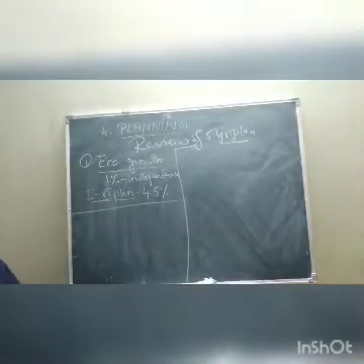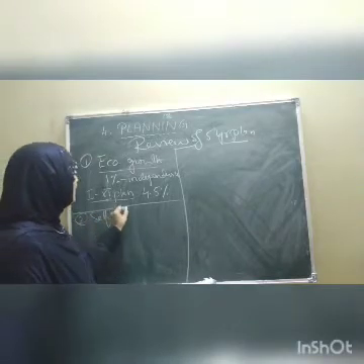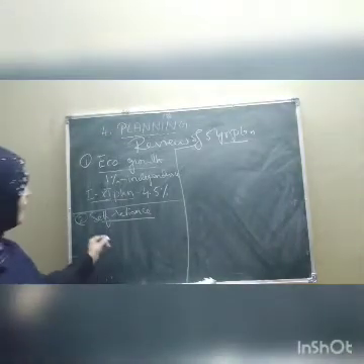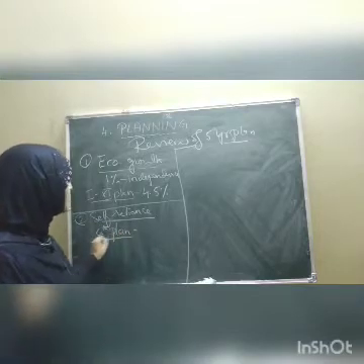Okay, the next objective, children, is self-reliance. We have to discuss now whether we attained this self-reliance or not. In the 4th five-year planning period, the 4th plan, self-reliance was introduced.